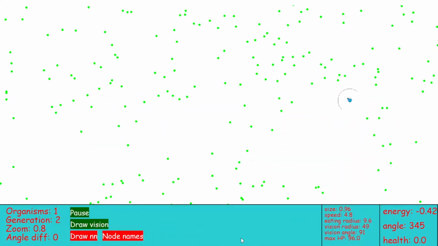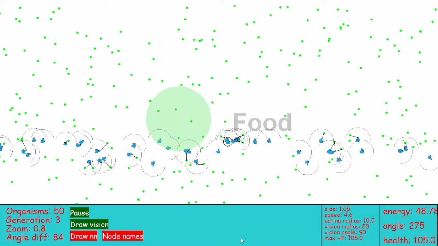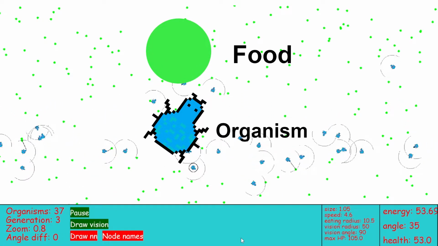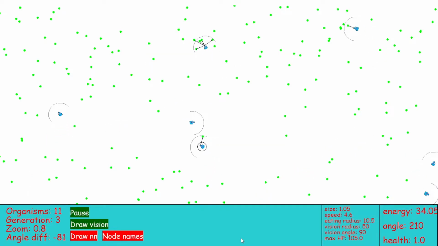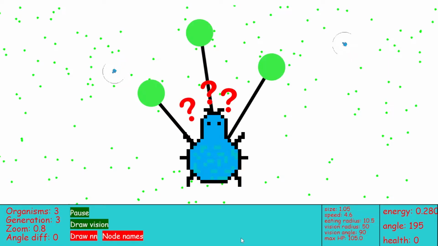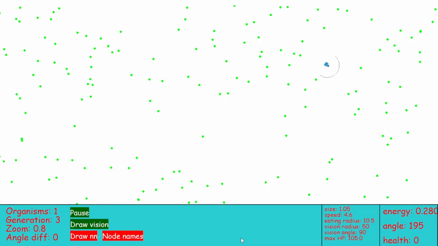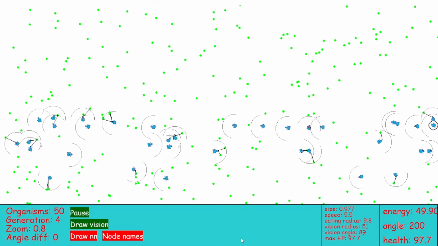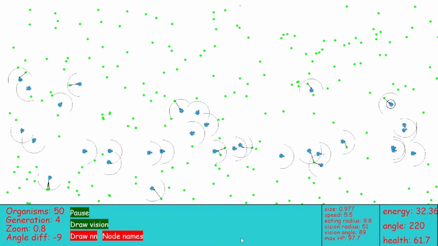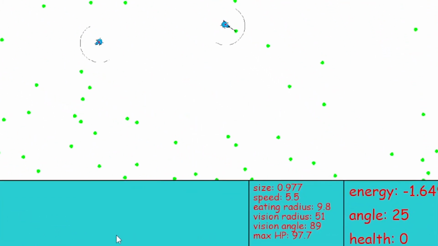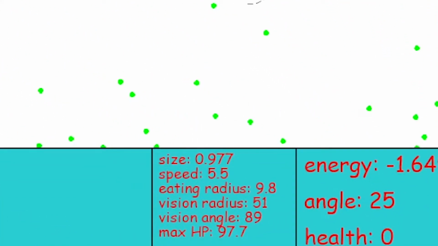In this simulation we see a surface in which there are green circles which represent the food and the blue things which I have called organisms. The goal of the organism is to survive for as long as possible, and they do that by eating the food they see. Eating food makes them gain energy, while moving forward drains their energy. And each frame their energy is also decreased by some amount. Here in the corner you can also see their energy statistics, as well as their angle and health.